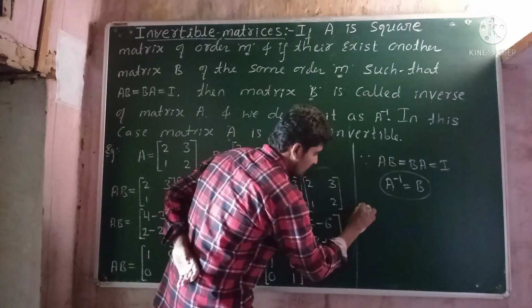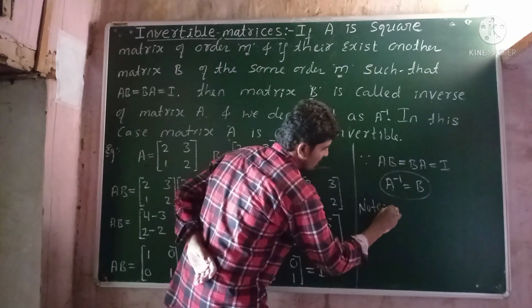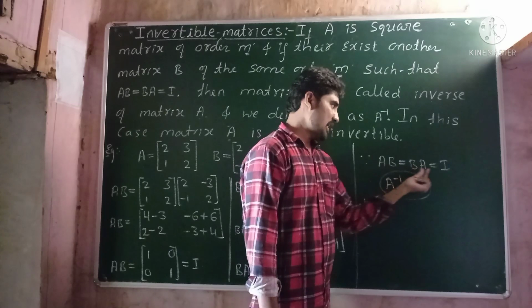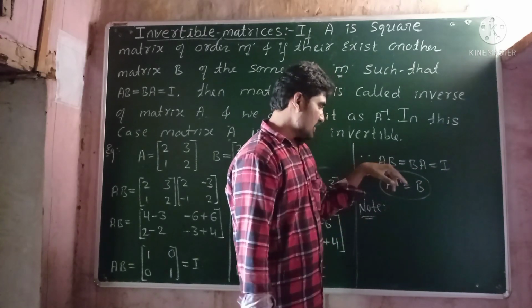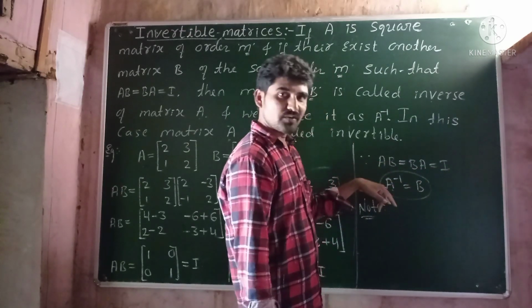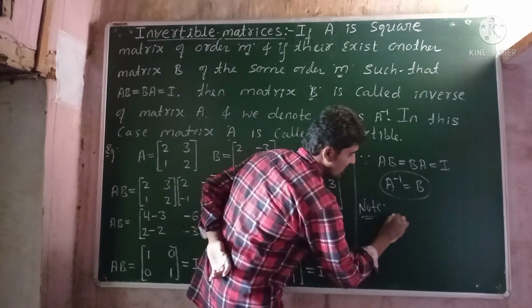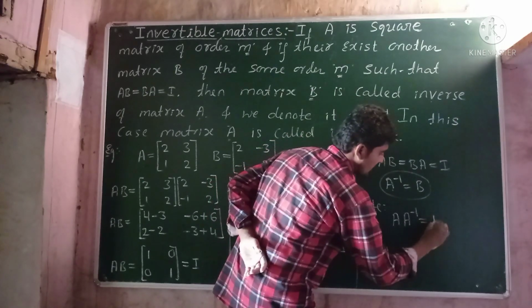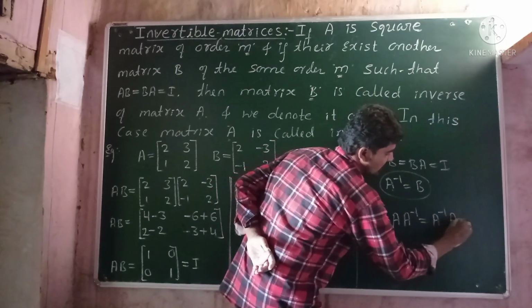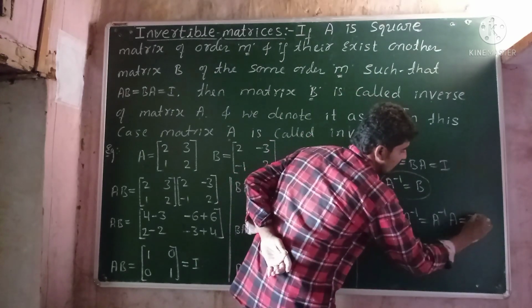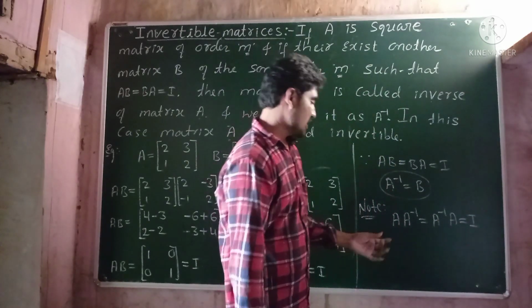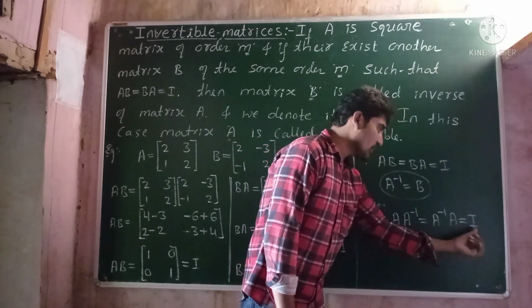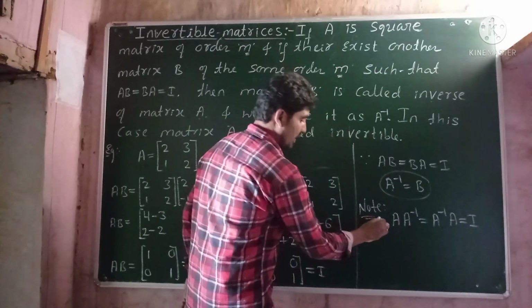And you may observe here, in this equation, AB is equal to BA is equal to I. If I replace B by A inverse, the equation becomes A into A inverse is equal to A inverse into A is equal to unit matrix I. This is the most important equation. A into A inverse is equal to I matrix, as well as A inverse into A is equal to I matrix.